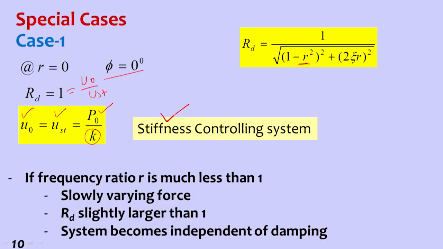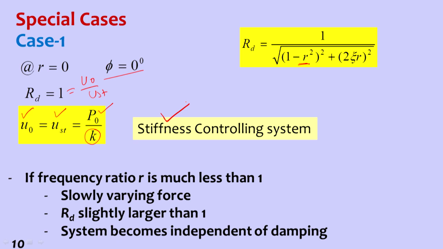The system becomes independent of damping. Here damping has no role to play, whatever damping may be present in the system, but deflection is controlled by stiffness. So more stiff, less displacement; less stiff, more displacement. So this is the first special case, where force is slowly varying. And the second special case is when force is rapidly varying.